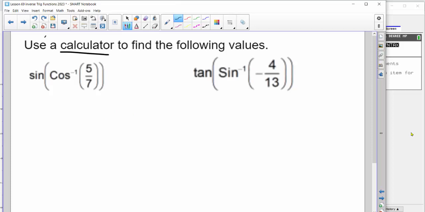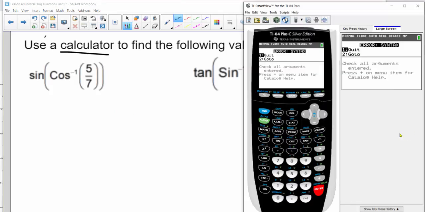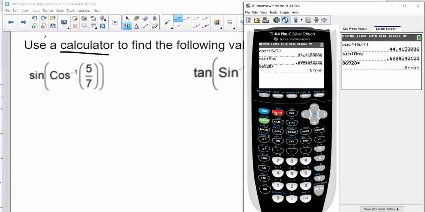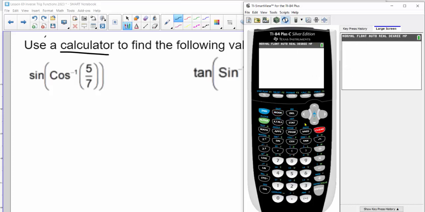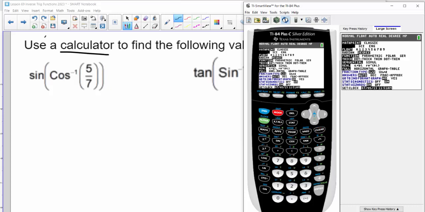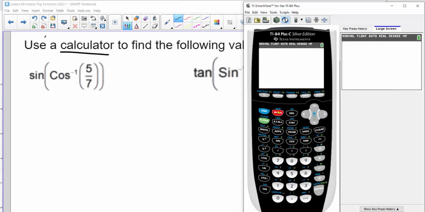So let's use our calculator. Pop that up. On your calculator, basically what we're going to do is make sure your home page is clear. And then you're going to make sure your mode is in the proper mode. We're looking to be in degree mode. If you're not in degree mode, cursor down, move over, highlight the degree, and then quit, and you'll be in degree mode.